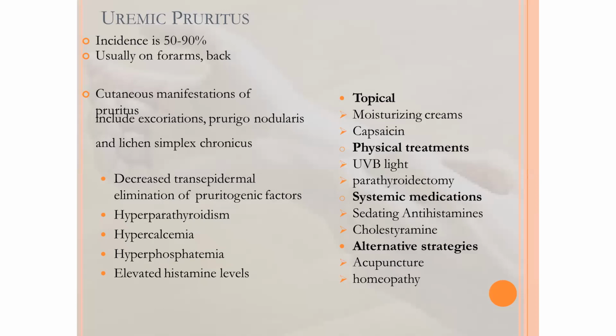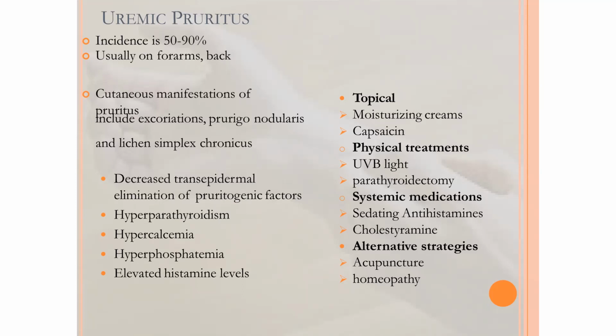Uremic pruritus. Incidence is 50 to 90% of patients, and it is more common on the forearms and back. Cutaneous manifestations of pruritus include excoriations, prurigo nodularis, and lichen simplex chronicus. Reasons: decreased transepidermal elimination of pruritogenic factors, then hyperparathyroidism, hypercalcemia, hyperphosphatemia, and elevated histamine levels.